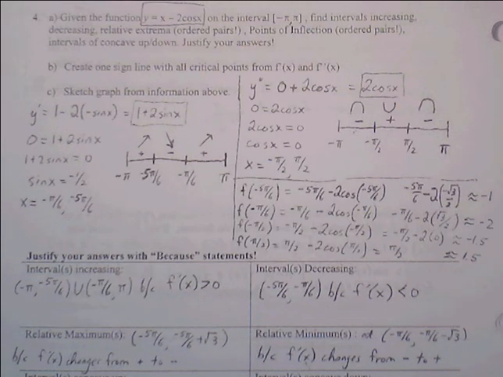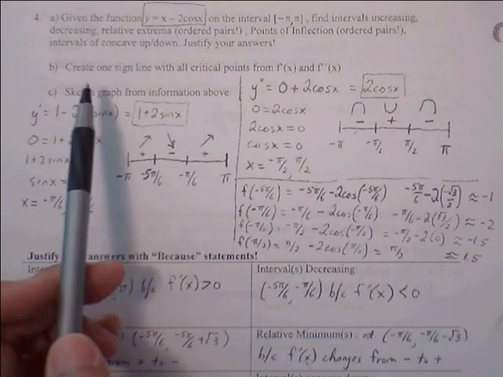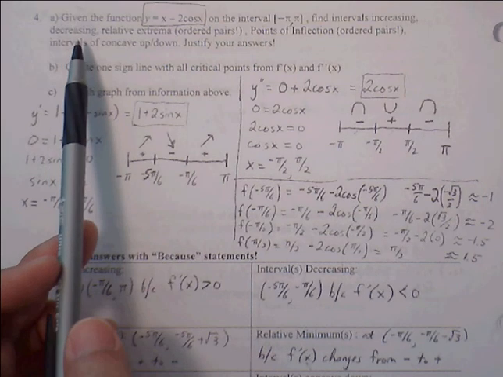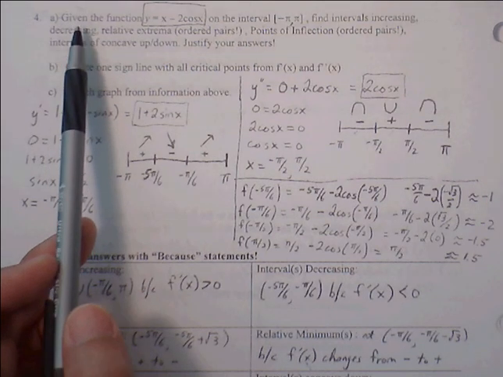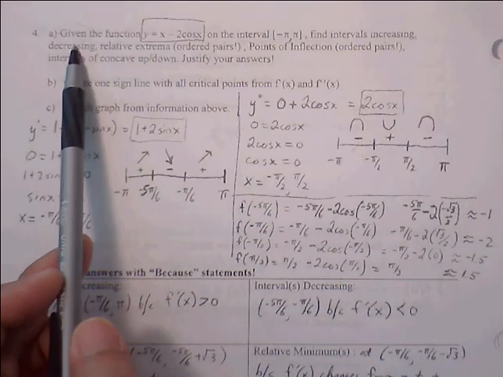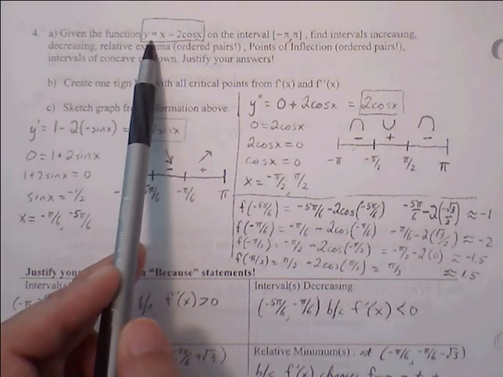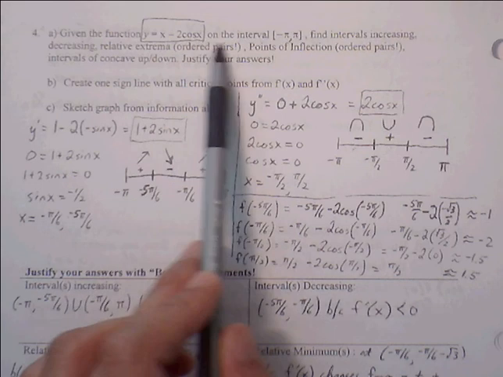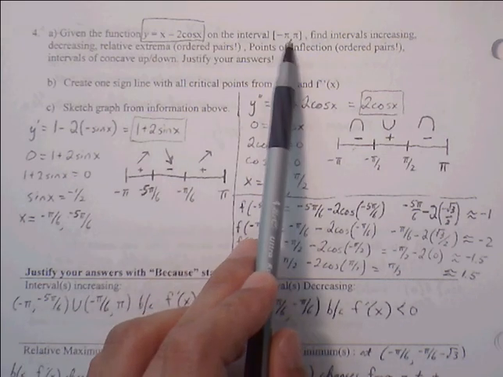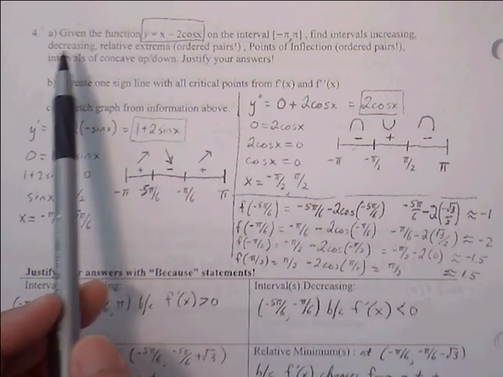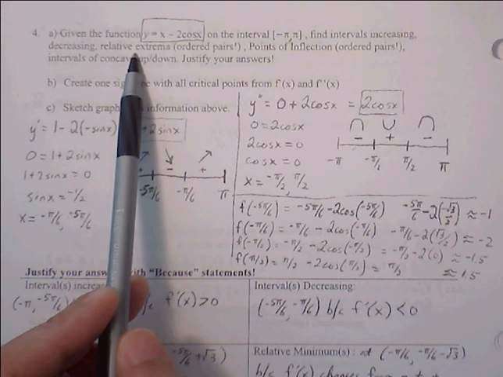We're looking at the back page of Trig quiz review number 3. Let's look at number 4 here. It says, given the function y equals x minus 2 cosine of x on the closed interval from negative pi to pi, find the intervals increasing, decreasing, relative extrema.